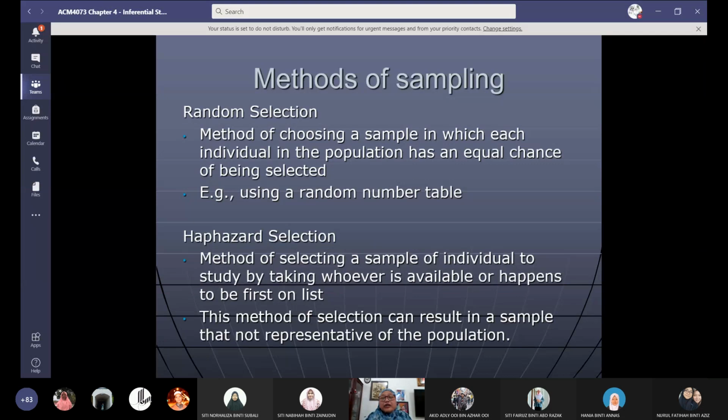How do we do sampling? How do we select our sample? The first one is random selection. It is a method of choosing a sample in which each individual in the population has an equal chance of being selected. A random number table. Usually students use a specific group, for example KBA, TBA1 to TBA10, which provides an equal chance of being selected. If we talk about KBA1, all the students in KBA1 have an equal chance to be selected as part of our study. That's what we mean by equal chance.